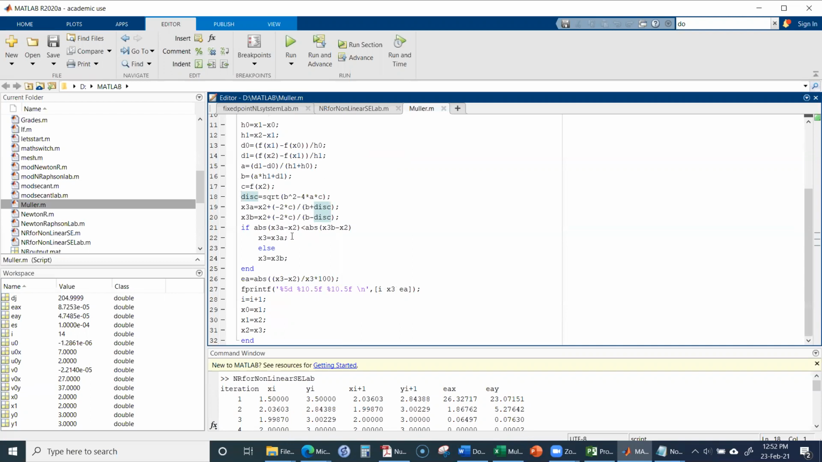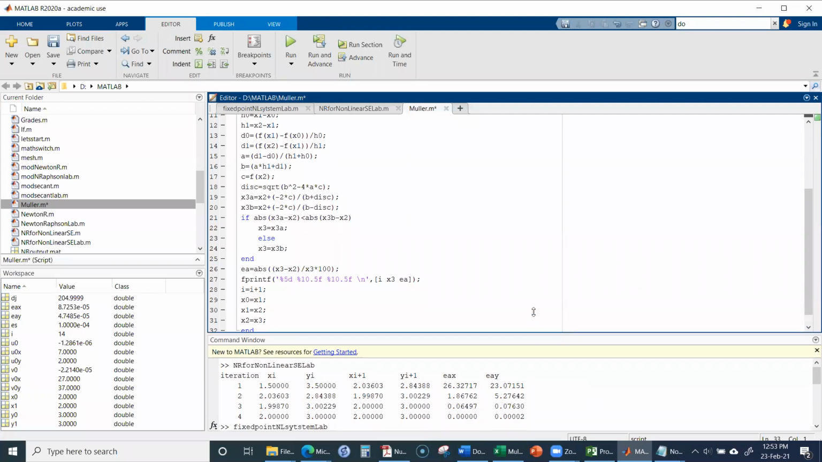Okay. Do you understand this process? This script is almost the same as the previous one in structure. The only difference is that there is a check on the two values of x3, and we have to choose the right value of x3. All right.